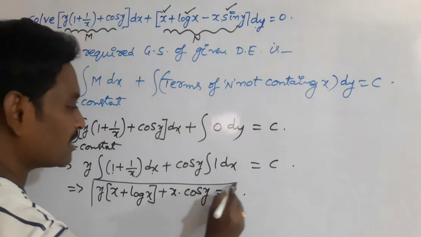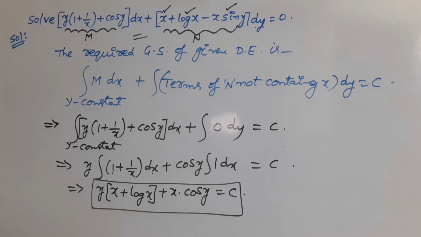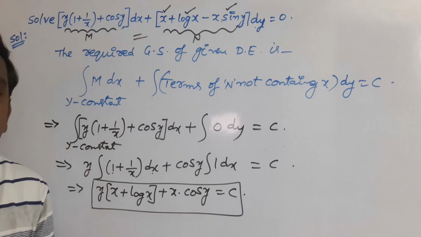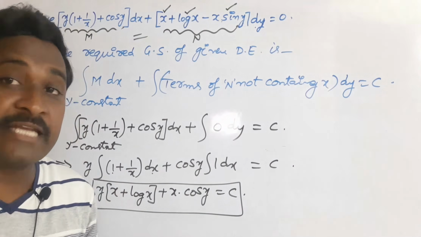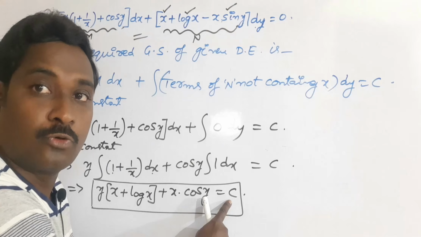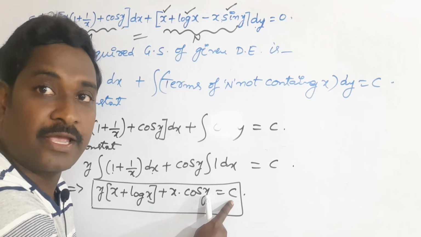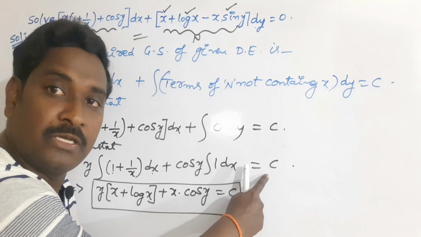So this is the required general solution of the given differential equation. In this way, we can easily solve an equation of the form M dx + N dy = 0. And don't forget one important point: since the given equation is a first order and first degree differential equation, its general solution should contain only one parameter, which is c. Don't forget to write c here. Some members write 0, which is not a general solution. It may be only a solution.